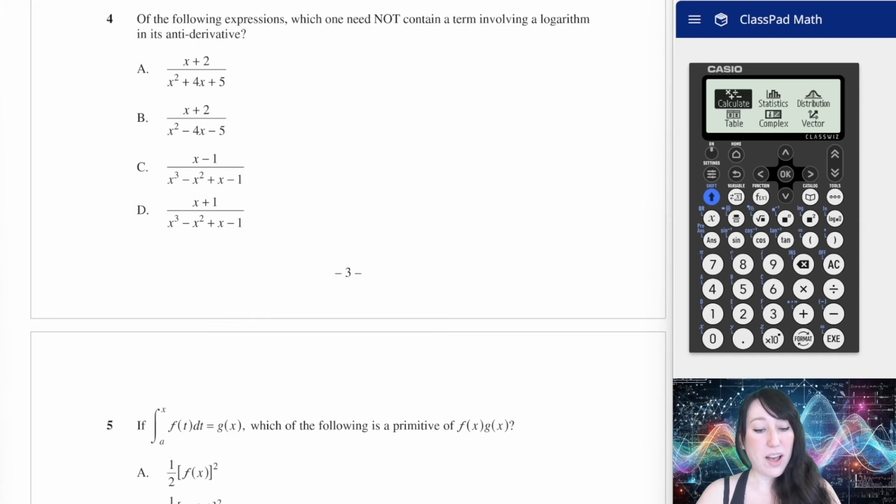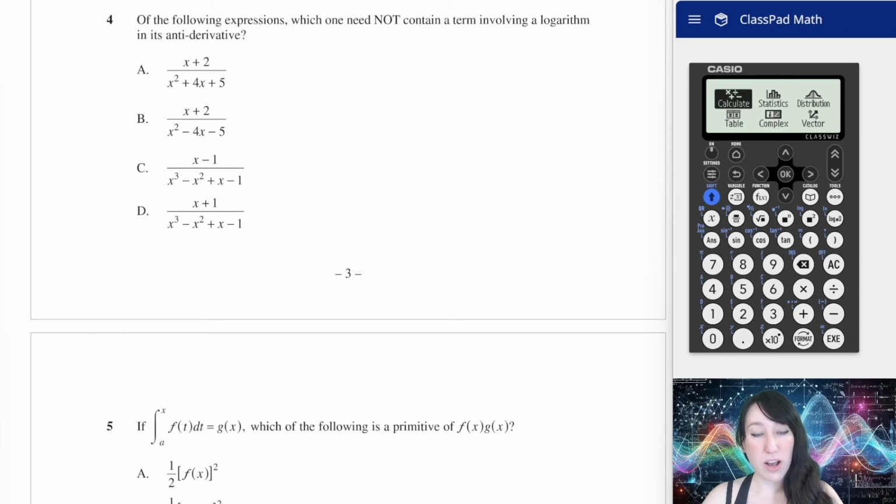Question 4. Of the following expressions, which one need not contain a term involving a logarithm and its antiderivative? So for option A, we can see that the numerator can easily be turned into the derivative of the denominator. It's simply missing a factor of 2. So we could express that as 1/2 times 2x plus 4 over that denominator. And that would definitely involve a logarithm then as its antiderivative.